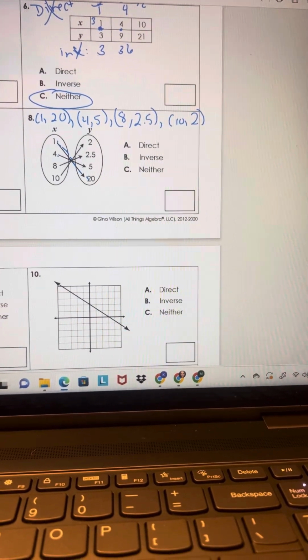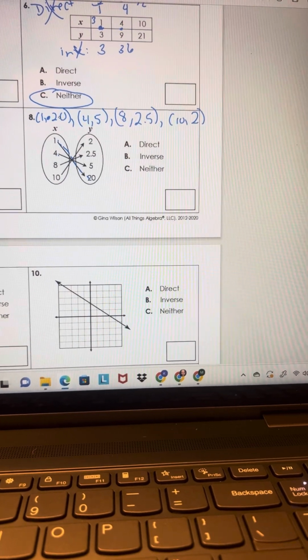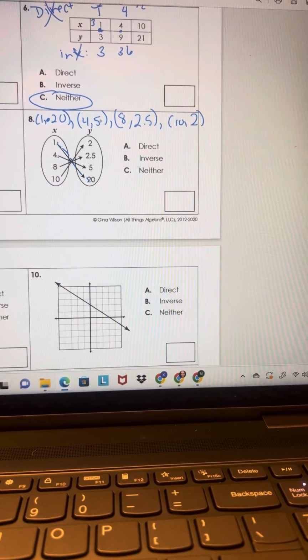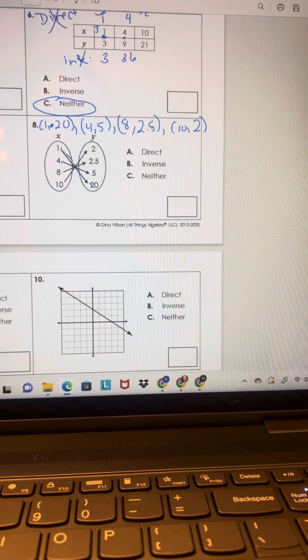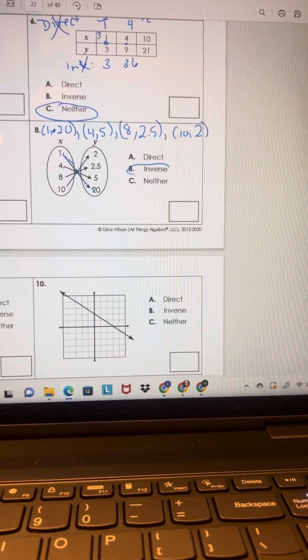And so that's not going to work. But when we multiply, 1 times 20, 4 times 5, 8 times 2.5, 10 times 2, all of those are 20.